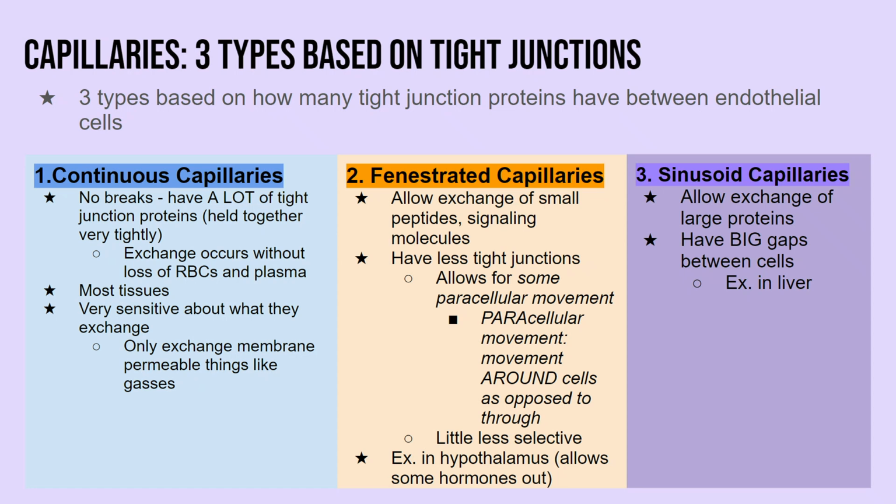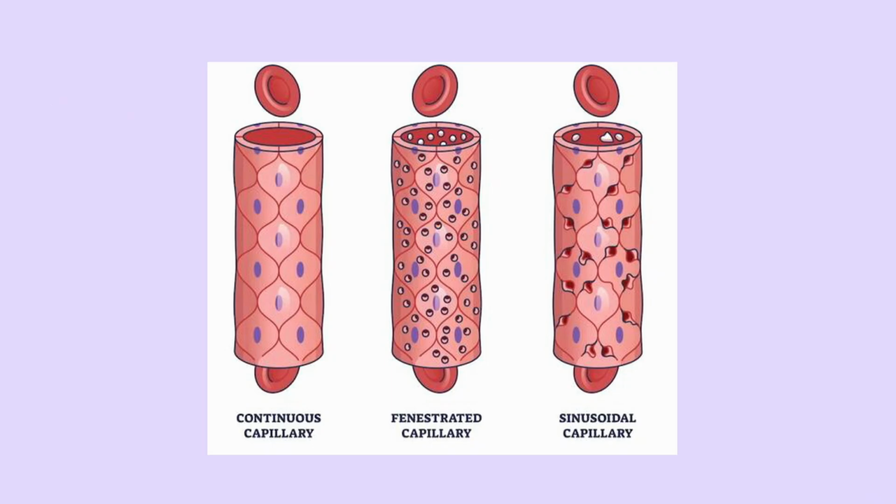And the third type of capillary are sinusoid capillaries. These have the least amount of tight junctions, so they allow for the exchange of large proteins in between the endothelial cells, and they have big gaps. And you see a lot of these in the liver. So here's just a visual: continuous, most tight junctions; fenestrated, intermediate; and then sinusoidal has the least amount of tight junctions.